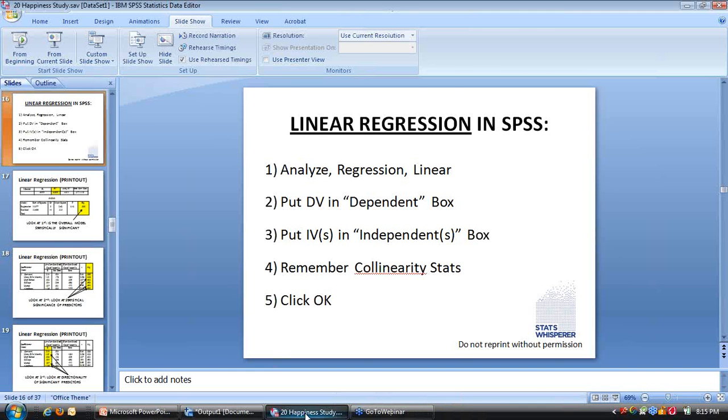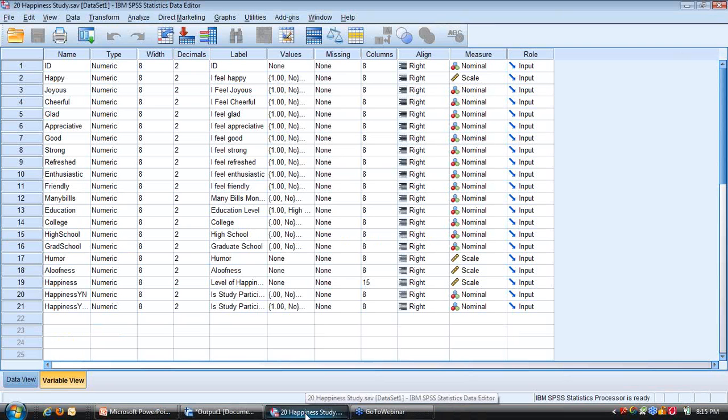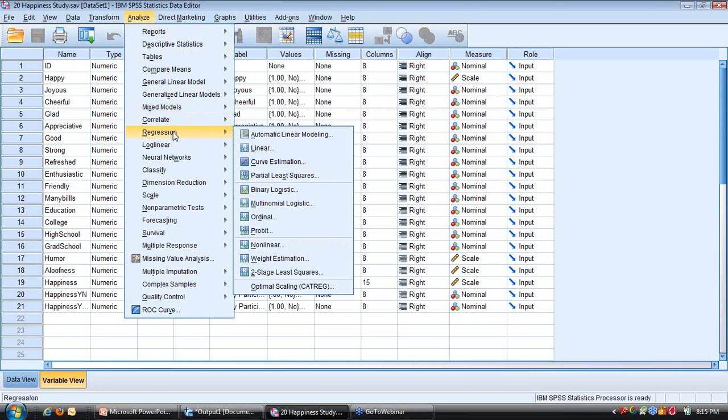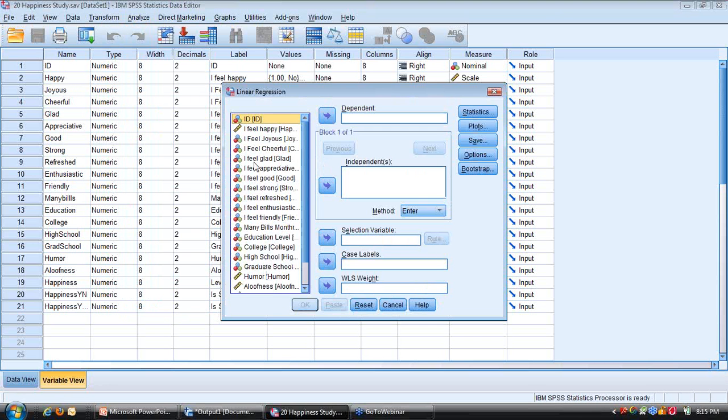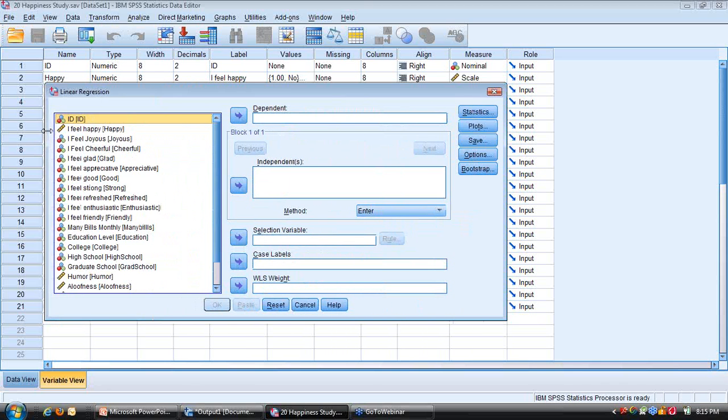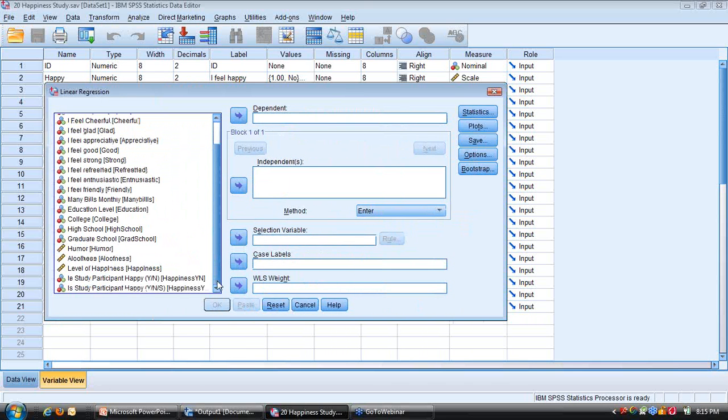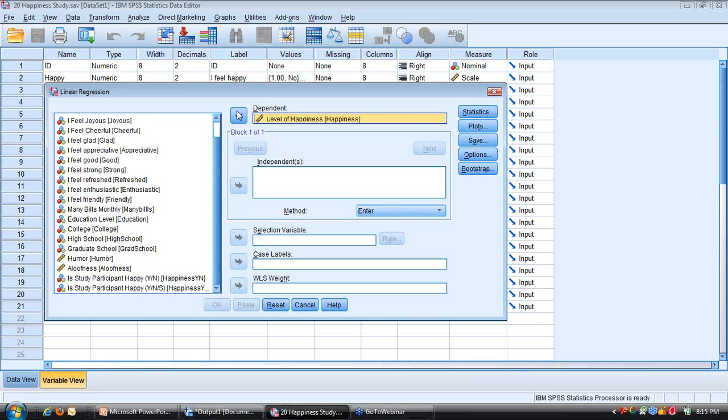There we go. So we have our SPSS. Go to Analyze, Regression, and Linear. We can expand this a little bit and go down, and we want to find level of happiness. That's our continuous variable, which is also our dependent variable. So that goes in dependent. And then we have our predictors we want to put in our independent variables. Remember, so many bills monthly.